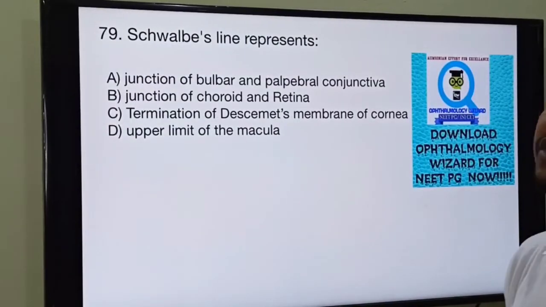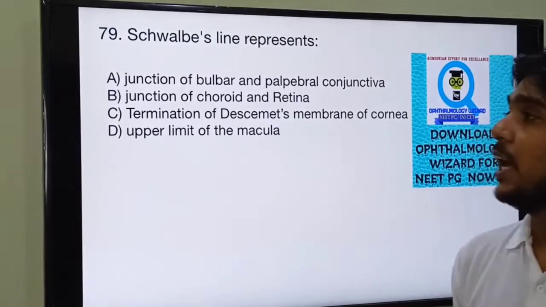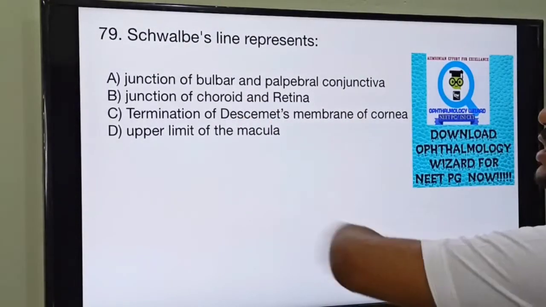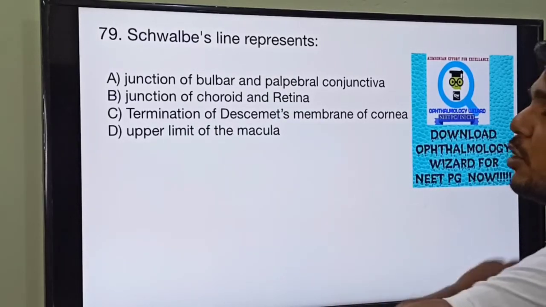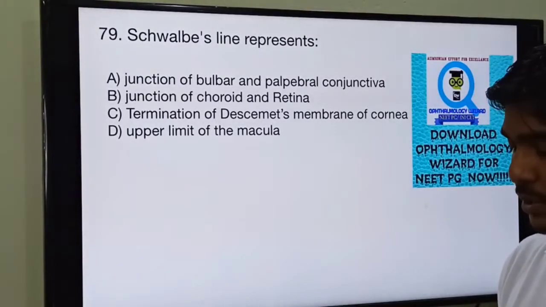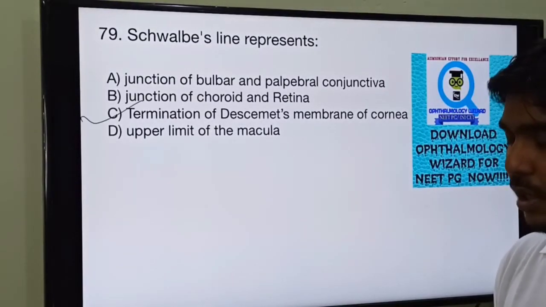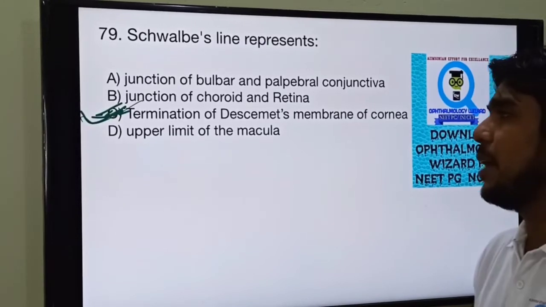Now coming to the 79th question, Schwalbe's line represents what? This is a very simple and short question. Junction of the bulbar and palpebral conjunctiva, junction of the corona retina, termination of the Descemet membrane of the cornea, upper limit of the macula can be asked. Very important. So the answer for this question is, it is the termination of Descemet's membrane of the cornea.